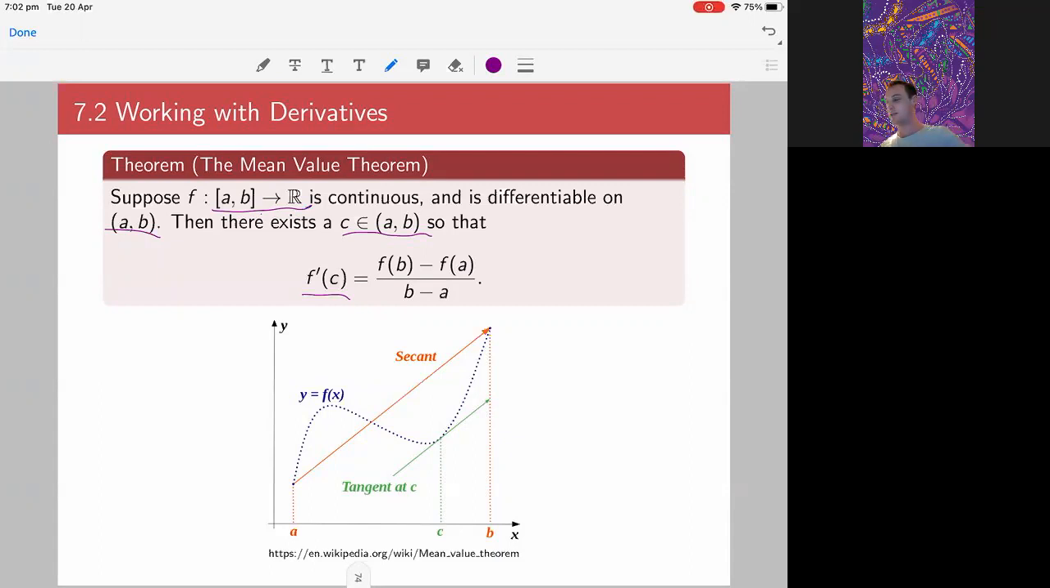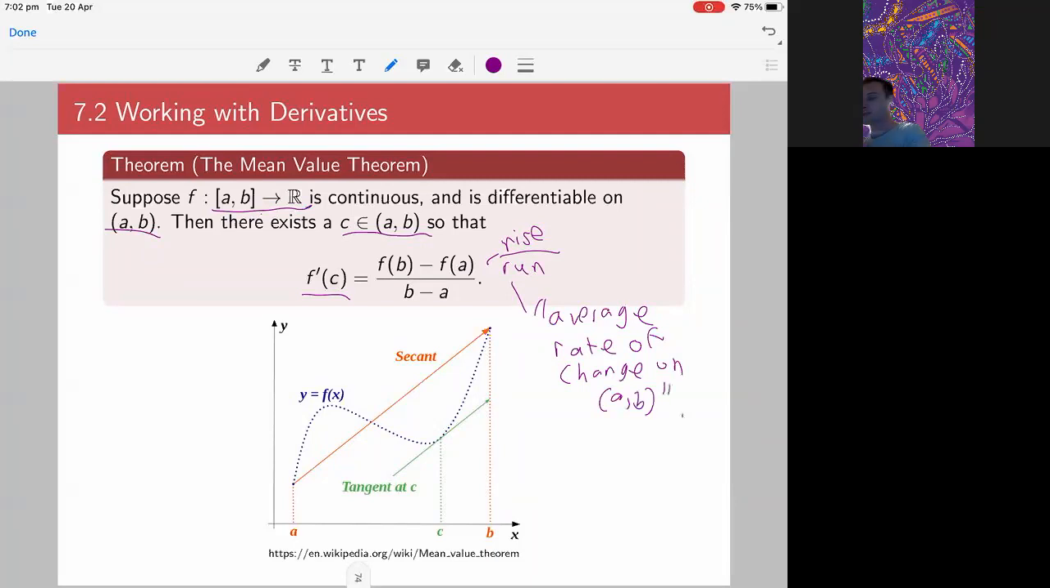Now, what does this have to do with averages? Well, this formula here is exactly rise on run. Another way of thinking about this is average rate of change on the interval a up to b. And this is why this theorem is called the mean value theorem, because it tells us that the mean or the average value of a particular function on an interval is actually achieved by the derivative at some point.